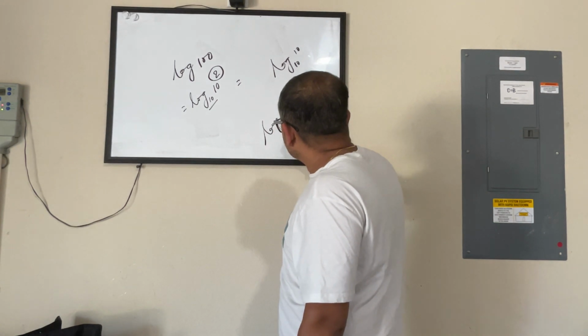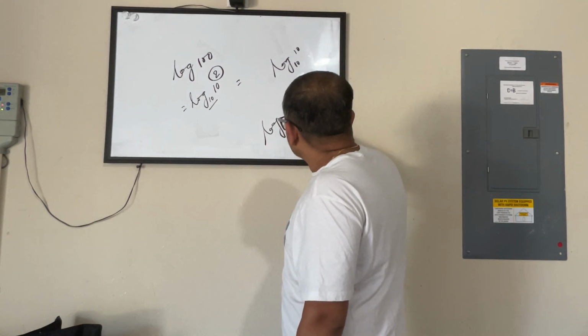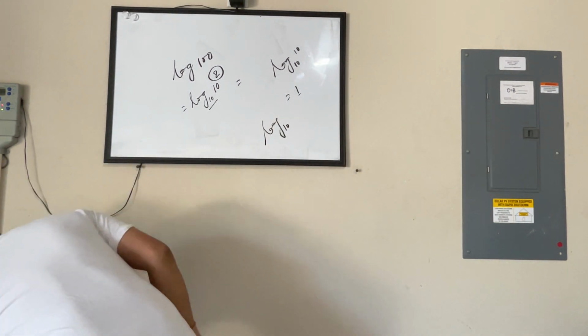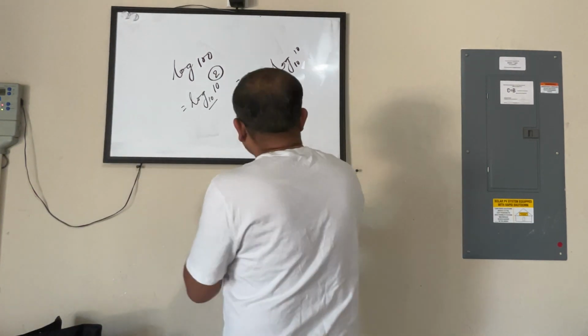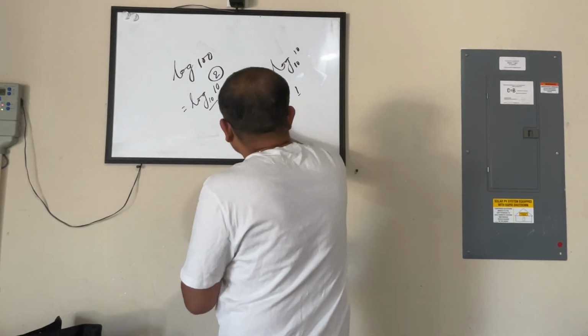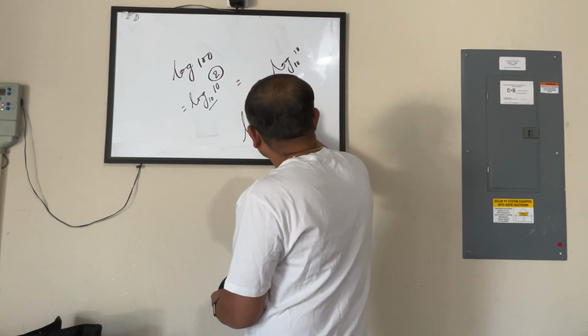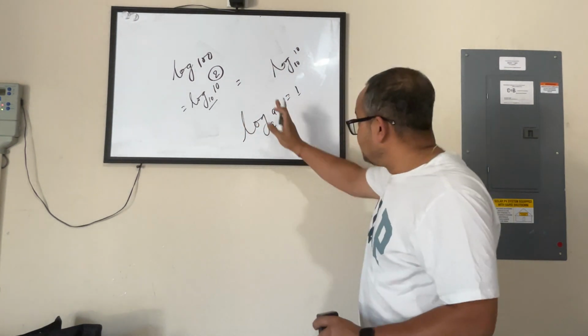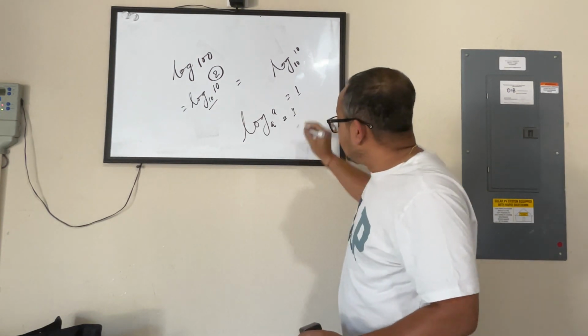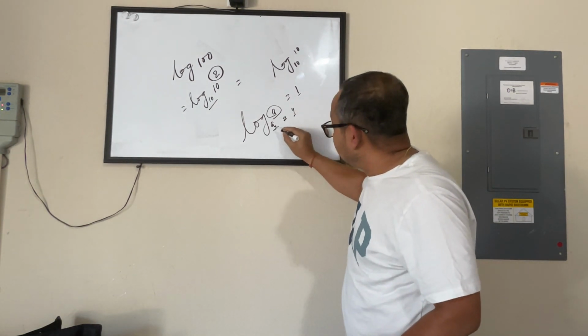Log of any number to the base a, to the base a, this will be 1. Any number with the same base will be 1.